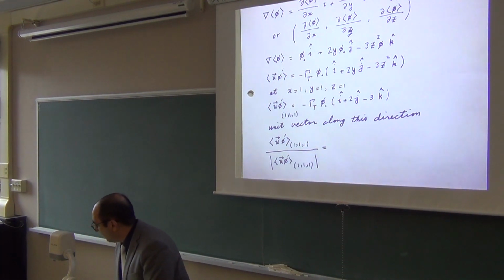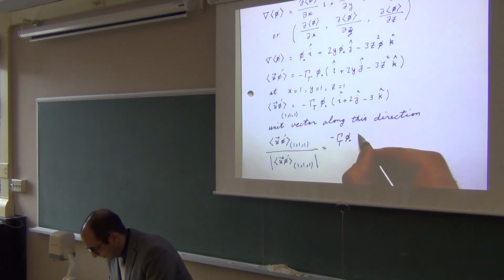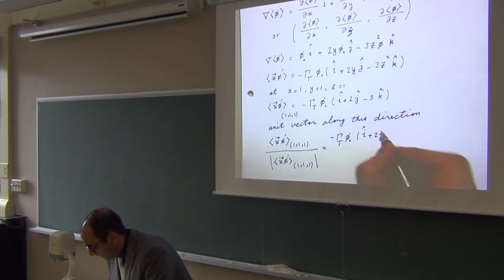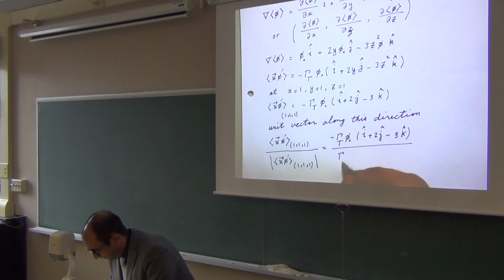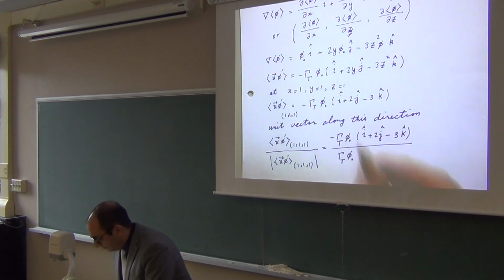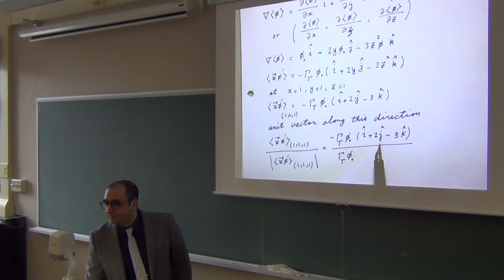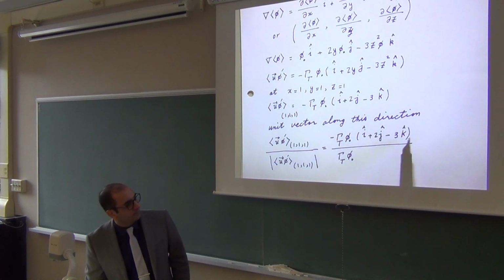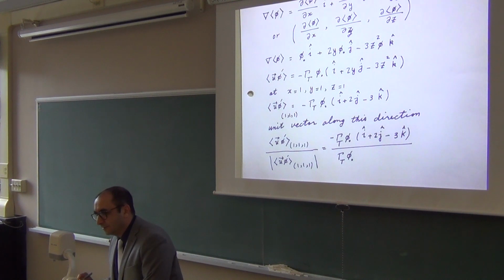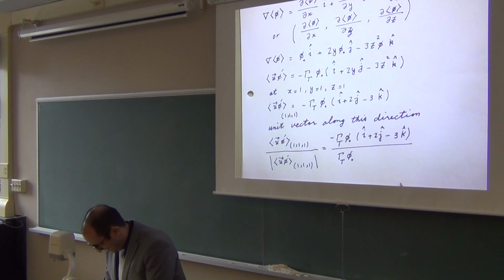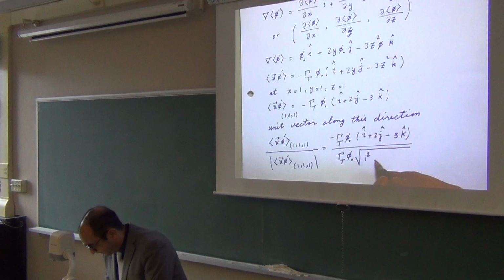So on top, I had the vector minus gamma t phi naught (i plus 2j minus 3k). Okay. The bottom, I only have a magnitude. What is the magnitude of this vector? And you can make a guess. What is the magnitude of this vector? Root 14. Excellent. Very good. You are gifted. Okay. You just take each component and raise it to the power 2.